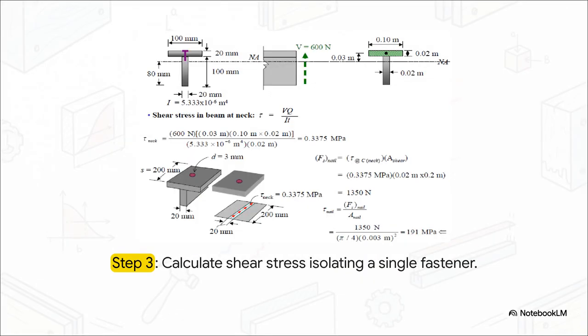So, the crucial point is right here in step 3. This is where we bring the whole shebang together by plugging our values into the formula, V times Q over I. First, we calculate the shear flow pushing through the neck of the beam. Then, we isolate a single fastener by multiplying that flow by our exact nail spacing, which was 200 millimeters. Through this, we discover that the specific sliding force attacking a single nail is precisely 1,350 newtons.